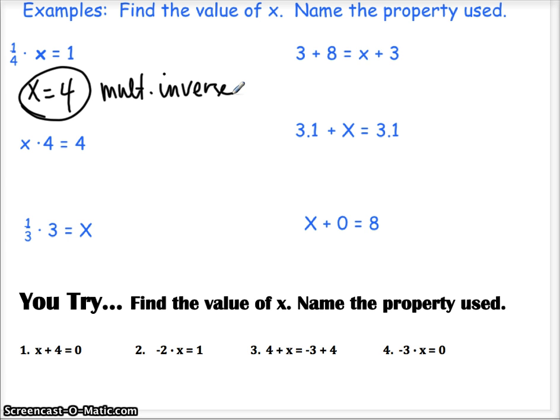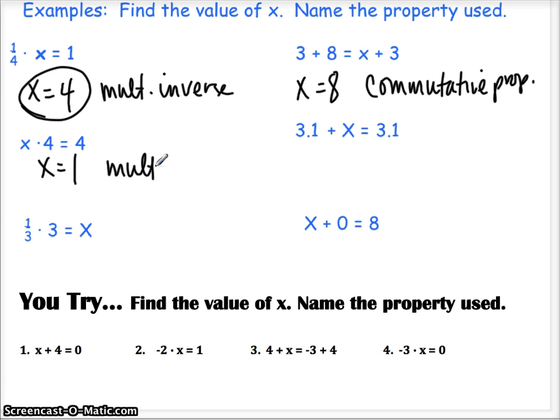Now, this next one, 3 plus 8 equals x plus 3. What does x equal? You can clearly see that x should be 8, and that right there is flipping the order. That is the commutative property. Next one, x times 4 equals 4. Right there, what do we multiply by a number and it doesn't change that number? X equals 1. That is the multiplicative identity.